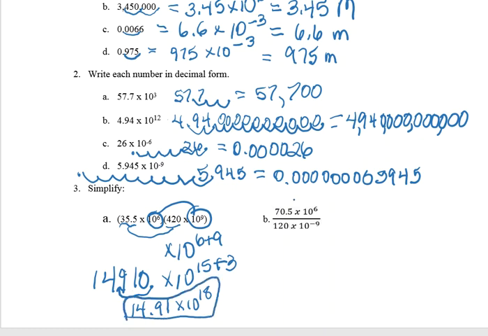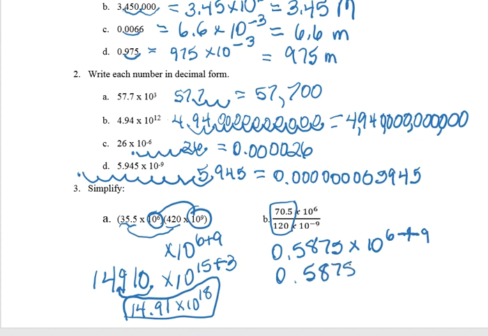Okay, here we have a division problem, so we're going to go ahead and divide 70.5 divided by 120. So I have 0.5875. We're dividing. When we divide, we subtract the exponents, and I'm subtracting a negative, so that's going to become a plus. So I have 0.5875 times 10 to the 6 plus 9 is 15.